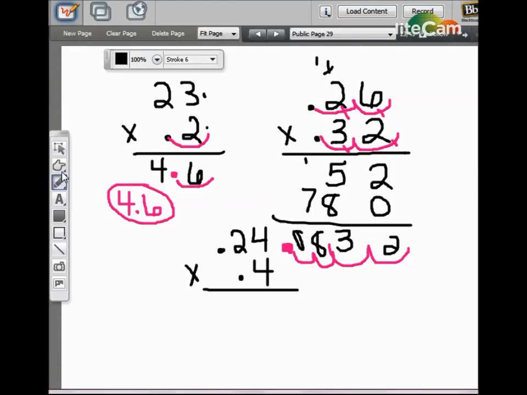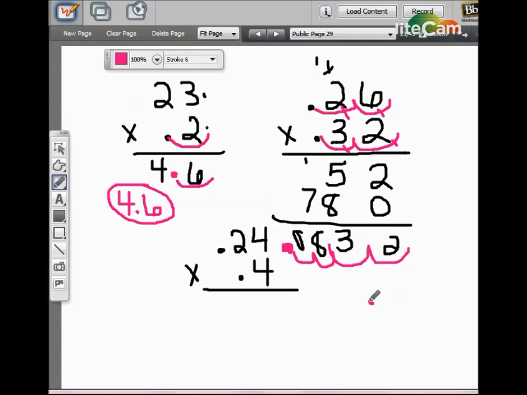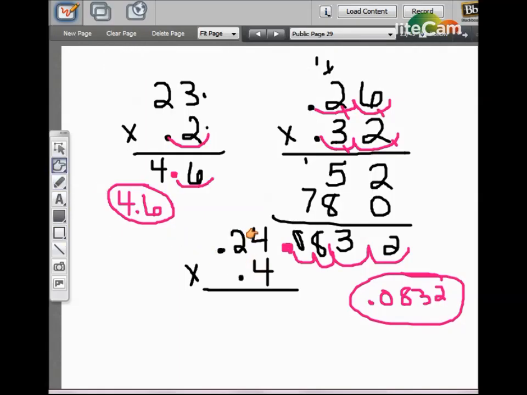My answer to that one is 0.0832, or 832 10,000ths. That 2 is in the 10,000ths place. Okay, one more example. Forget about the decimal points. You don't line them up when you're multiplying.